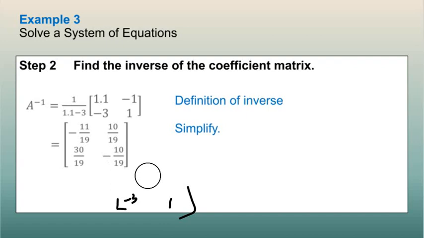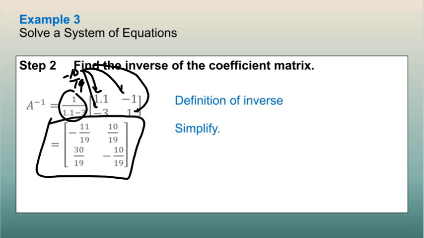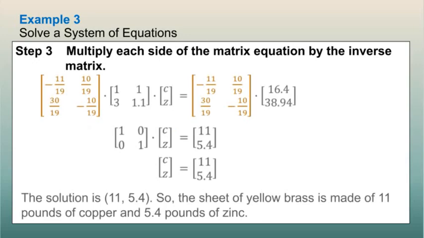Let me just get rid of this. So this right here is negative 10/19. So you multiply that by every term in here, and this is what you get right here as the inverse. Now from that point, step 3, you're going to multiply each side of the matrix equation by the inverse. So we have the inverse, so we have to multiply this 2 by 2 by this 2 by 1. And when you do that, you end up with C being 11 and Z being 5.4.